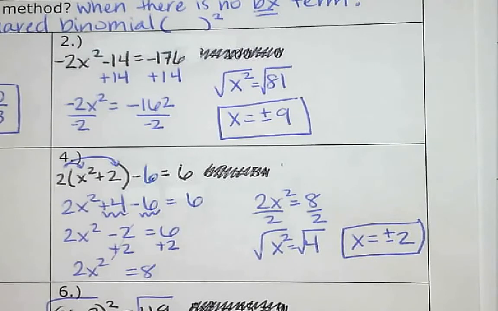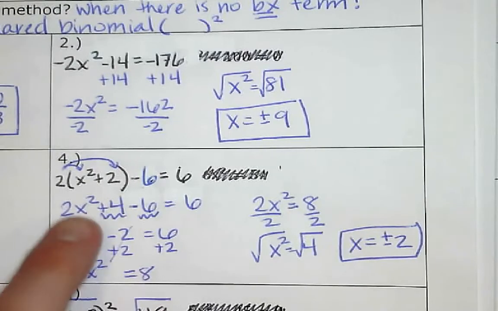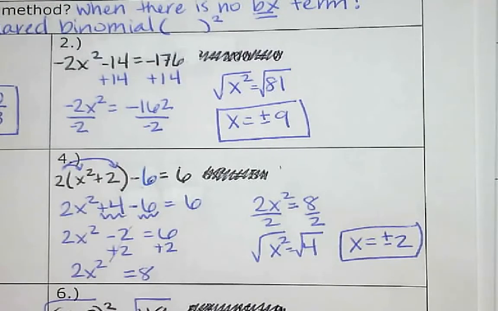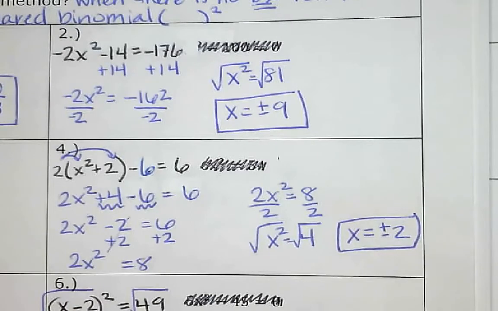Okay? And then for number 4, I went ahead and distributed my 2 there to get 2x squared plus 4 minus 6 equals 6. I combined my 4 and my negative 6 to get negative 2. I added 2 to both sides, and we had 2x squared equals 8. We divided both sides by 2. We had x squared equals 4. Take the square root, and we had x equals plus or minus 2. Do y'all feel good about that? Awesome.